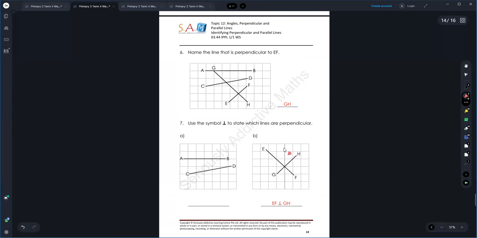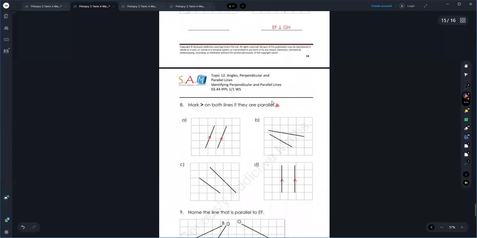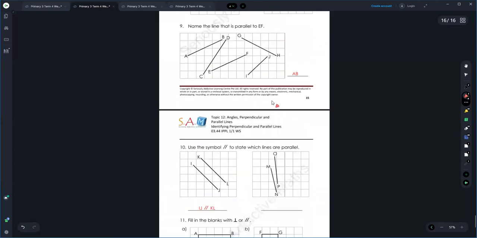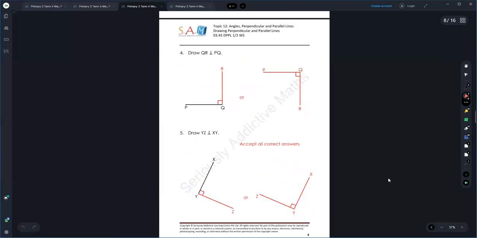Oh, sorry, perpendicular. I beg your pardon. Okay, and then we do the parallel one. So do page 14 and 15. Okay, and then after that, book 3.